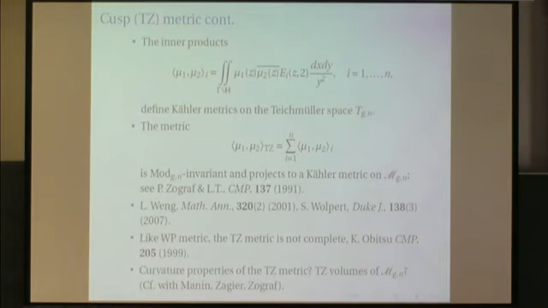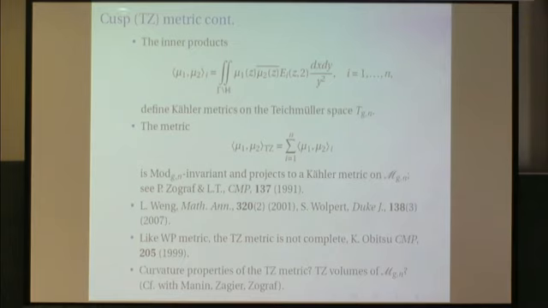Then, of course, if you take the average, then the resulting sum is modular invariant, and each of these, in fact, is a Kähler metric on the Teichmüller space. The sum projects to a Kähler metric on the moduli space. That's what basically we found out with Zograf. Then this was studied by Lin-Wang, by Scott Wolpert.